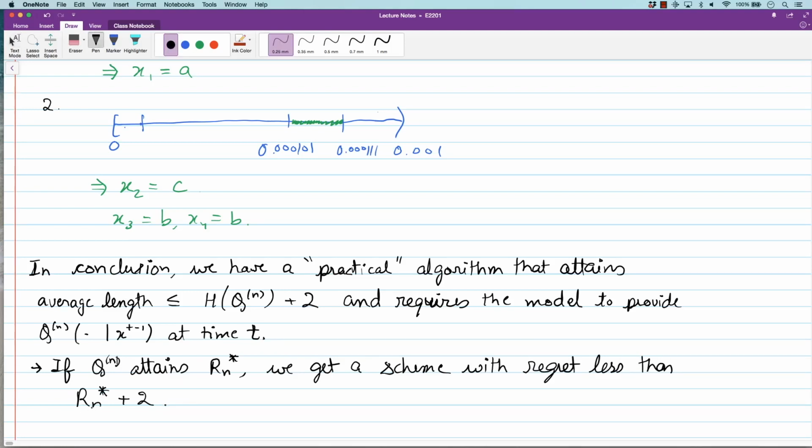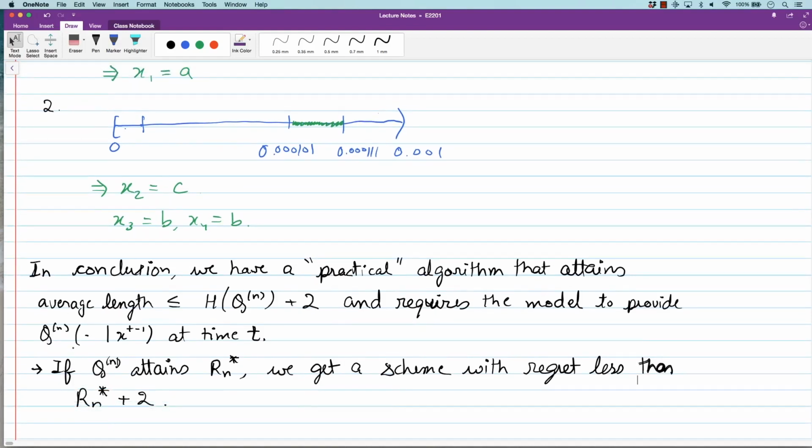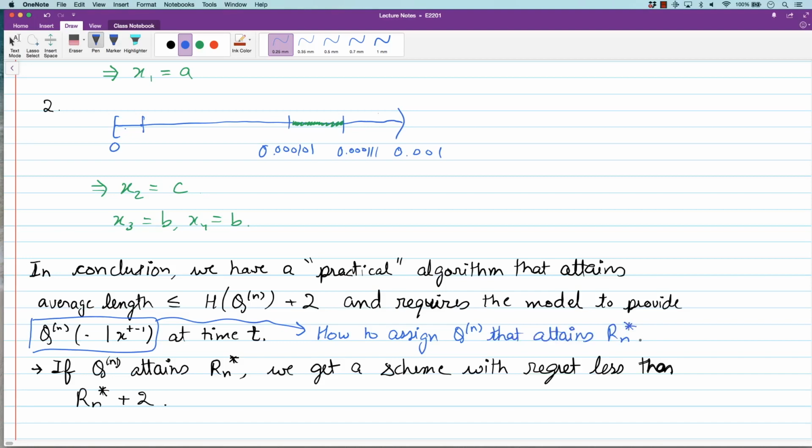Remember this R_n star is very small. We already saw a proof that this is less than some log n plus 1, or for the binary case log n plus 1 at least, and in general (cardinality of k minus 1) log n plus 1, so we have roughly a log n scheme which will come. The only question which remains is how to assign Q_n that attains R_n star, the best probability assignment. And that's what we'll see in the next class. See you in the next lecture.